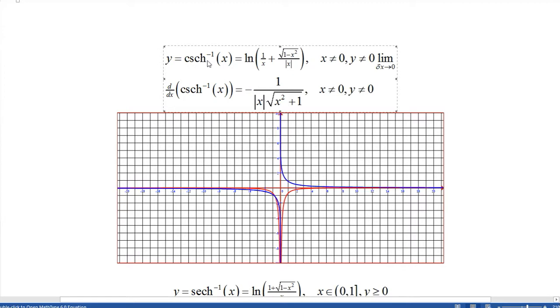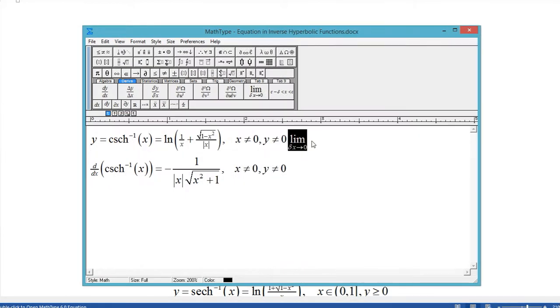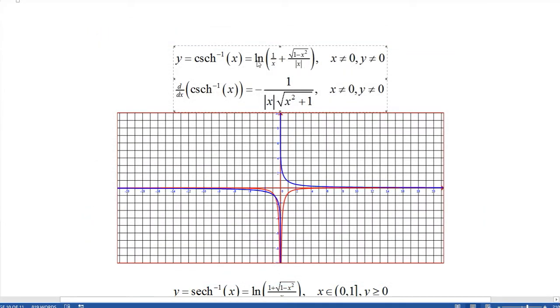So if y equals the inverse hyperbolic cosecant of x, it can be written as the natural log of 1 over x plus the square root of 1 plus x squared over the absolute value of x. This is defined for any x not equal to 0, and y turns out to be any y but 0. So the domain is all reals except 0, and the range is all reals except 0. And it turns out that the derivative is similar. The derivative of that function is the opposite of 1 over the absolute value of x times the square root of x squared plus 1.